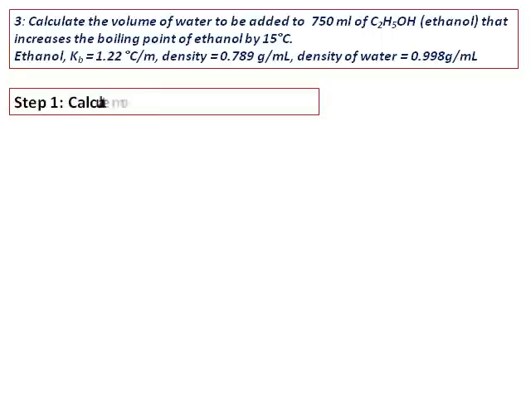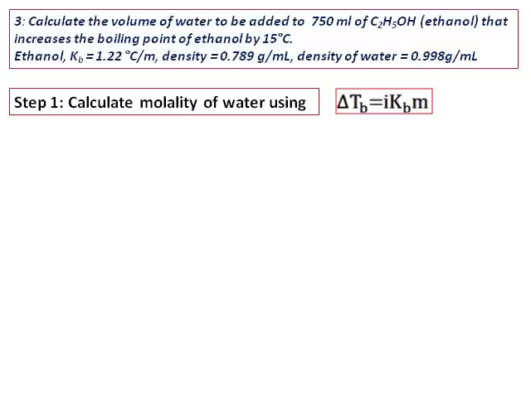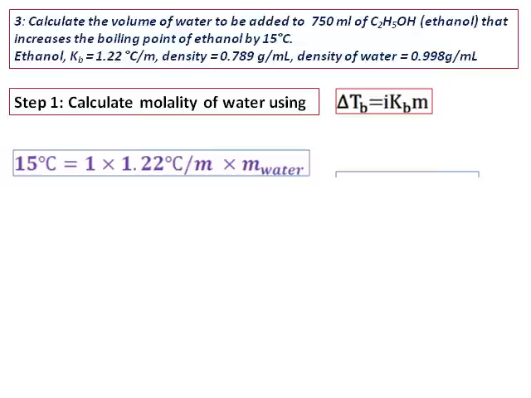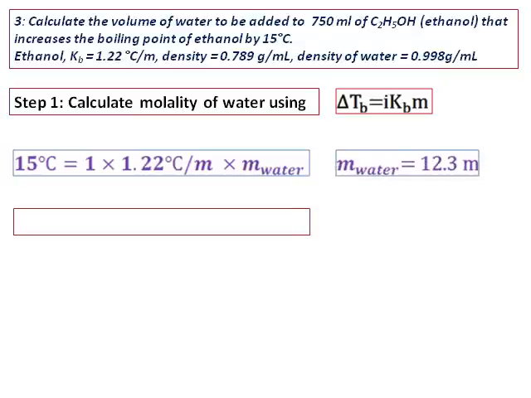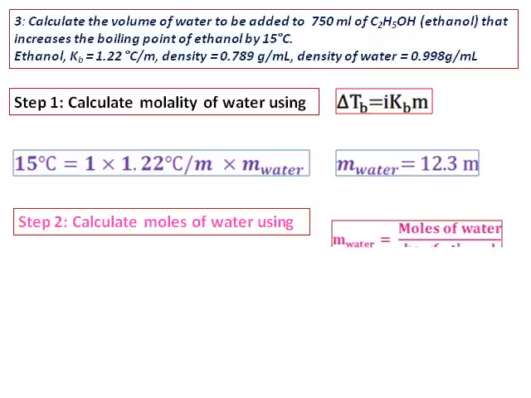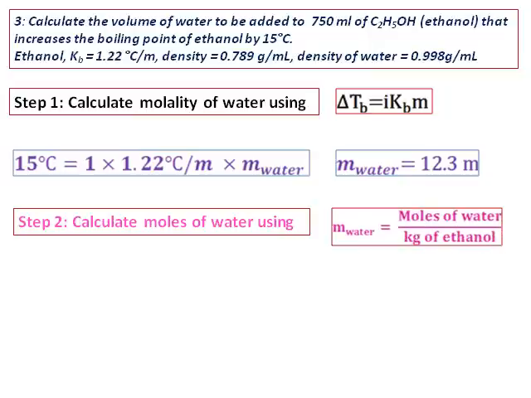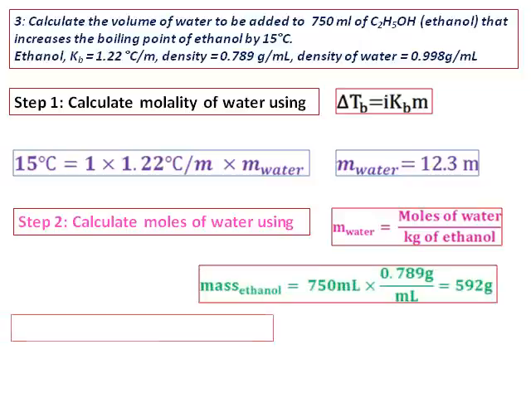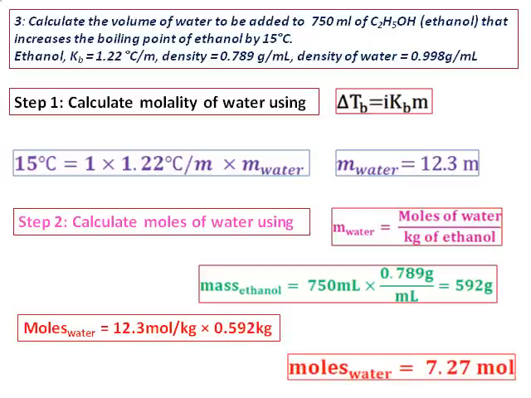So let's divide the whole question into steps. Step 1 is to calculate the molality of water using delta Tb = i Kb m. Delta Tb is given as 15, and calculating the molality of water, I get 12.3 m. Now step 2 will be to calculate the moles of water using our usual formula, molality equals moles of water divided by kilogram of ethanol, and the mass of ethanol can be calculated since the density and the volume are given. Once I get the mass of ethanol, I get the moles of water as 7.27 moles.